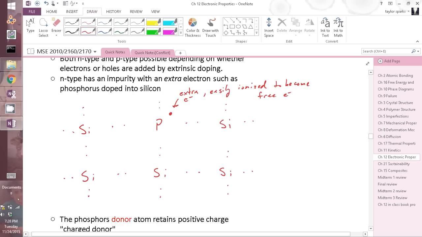Now, when it leaves, phosphorus then becomes partially positively charged. It's just lost an electric charge of the negative variety, so it must become positively charged.